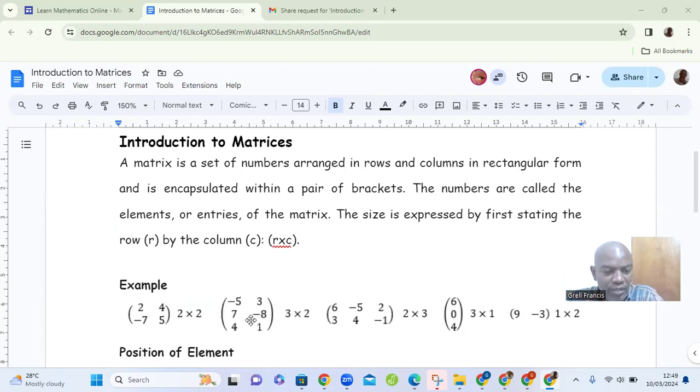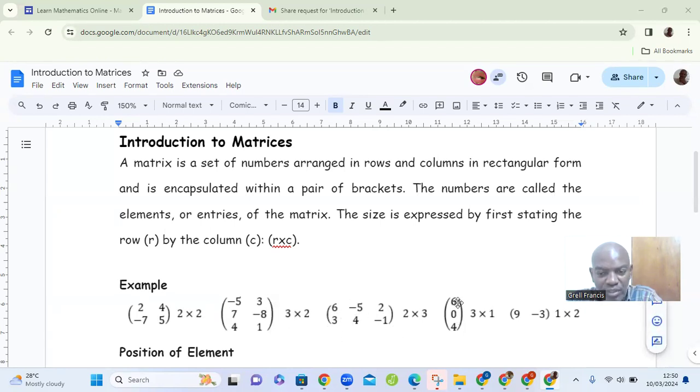Okay. Here you have -3, -5, 3, that's the first row, 7, -8, second row, 4, 1, third row. But -5, 7, and 4, okay, that's one column, 3, -8, and 1, that's another column. So that's considered a 3 by 2, 1, 2, 3 rows and 2 columns, a 3 by 2. Similarly, this one is considered a 2 by 3, 2 rows and 3 columns.